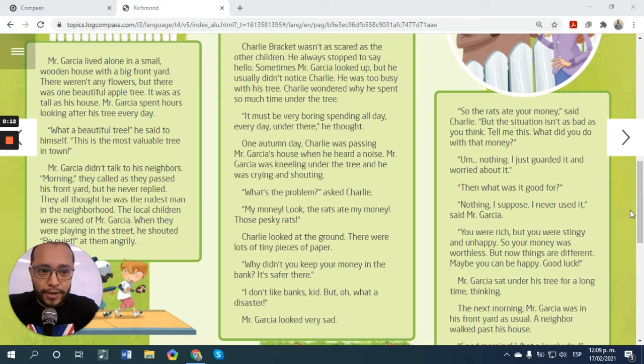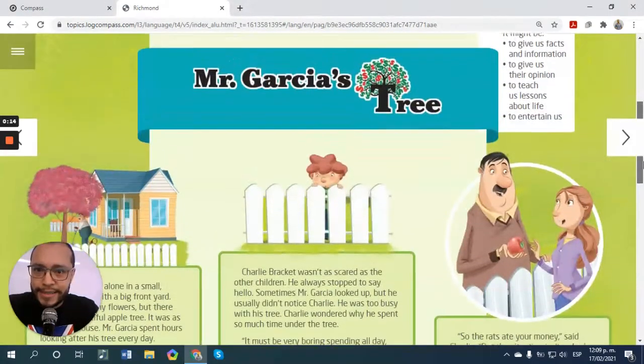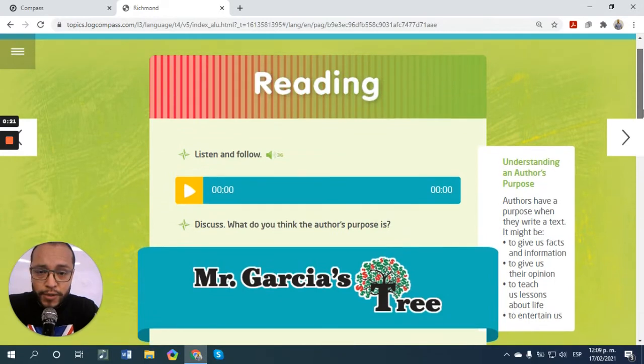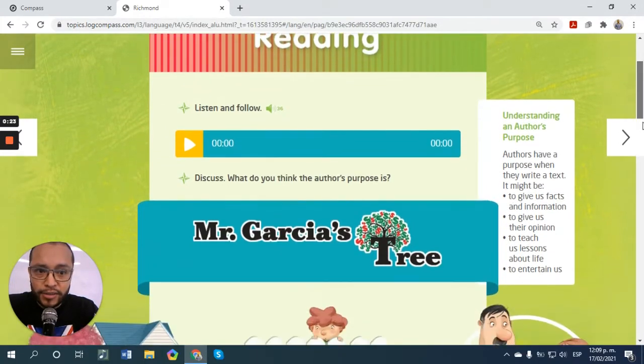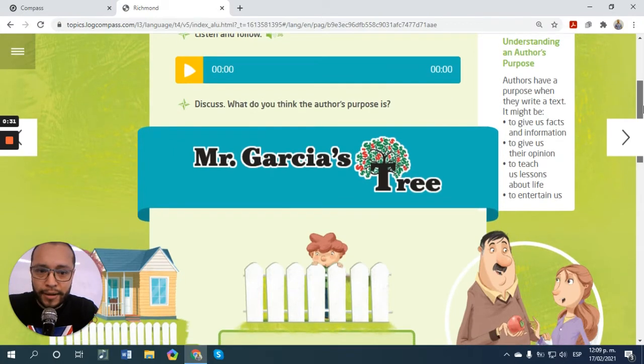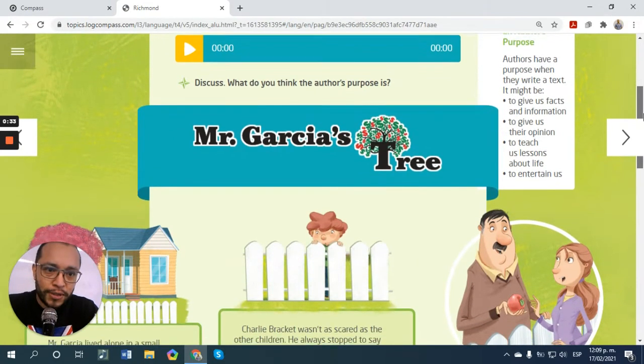We are going to be working on pages 64 and 65. As you can see, it's a reading that is called Mr. Garcia's Tree. The main thing that we got to do in this reading exercise is understanding the purpose of the author when they write something. Yes? Esto entonces es para reconocer el propósito del autor cuando escribe.